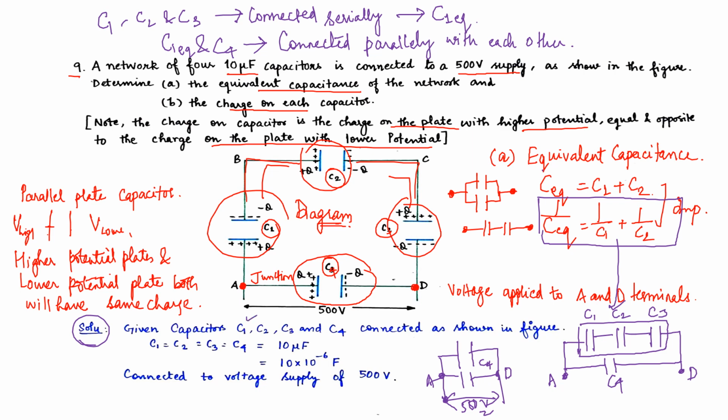Given capacitors C1, C2, C3 and C4 connected as shown in the figure. C1 is equal to C2, C2 equals C3 and C4 is equal to C3. So all four capacitors are equal. Their numerical value is given as 10 microfarad. This 10 microfarad can be written as 10 into 10 to the power minus 6 farad. And all of C1, C2, C3, C4 are connected to a voltage supply of 500 volt.